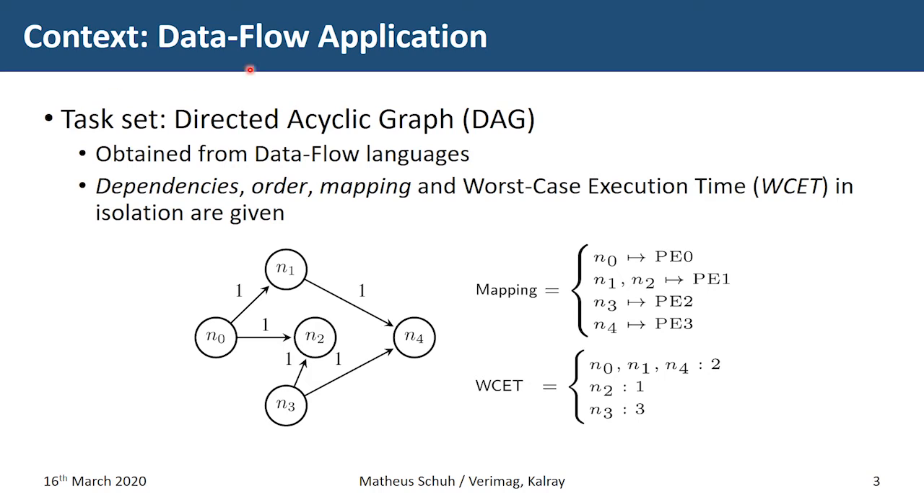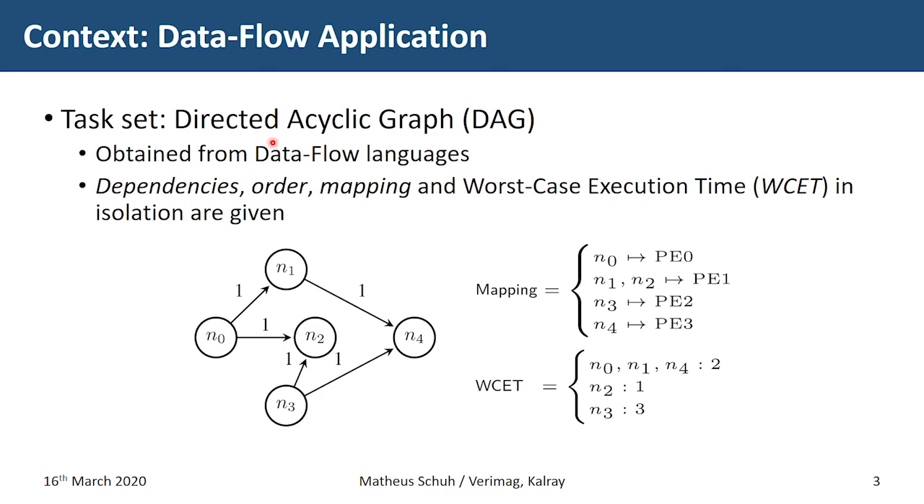So basically in this work, we're exploring how to solve the interference computation problem that arises from simultaneous accesses from several cores to one shared resource at a time. As an input to this problem, we receive a task set that is a directed acyclic graph, or DAG, obtained from high-level data flow languages.